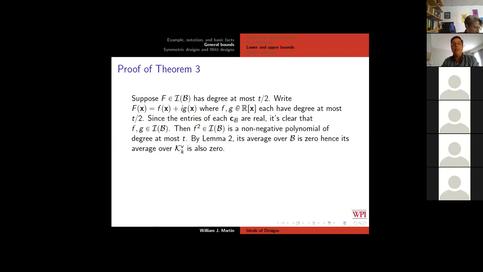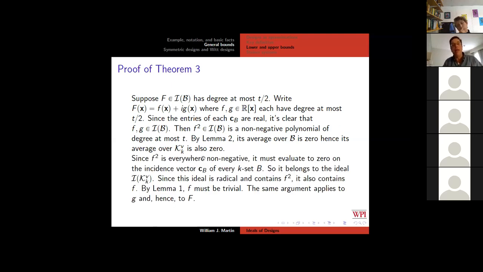Little f is in the ideal and has degree at most t over 2. So f squared is in the ideal. But now f squared has degree at most t, and it's non-negative. By the above lemma, by Delsarte's lemma, its average over the blocks is exactly the average over the complete uniform hypergraph. But it's 0 at every block, so its average over the blocks is 0. And if its average over the blocks is 0, its average over the complete uniform hypergraph is 0. But it's non-negative, and a non-negative function with an average of 0 must be exactly 0 everywhere. So therefore, it's 0 on every single k-element subset, and therefore this f is in the trivial ideal.